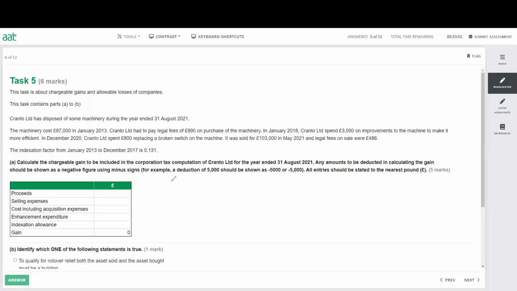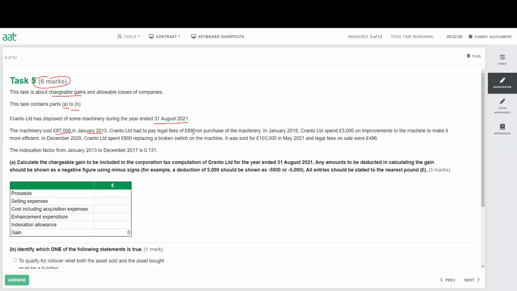Let's read this question. This question is for 6 marks, and it is about chargeable gains. This task is about chargeable gains and allowable losses of companies. We have a question A and B. C Limited has disposed of some machinery during the year ended 31st of August 21. The machinery cost 87,000 in January 2013.